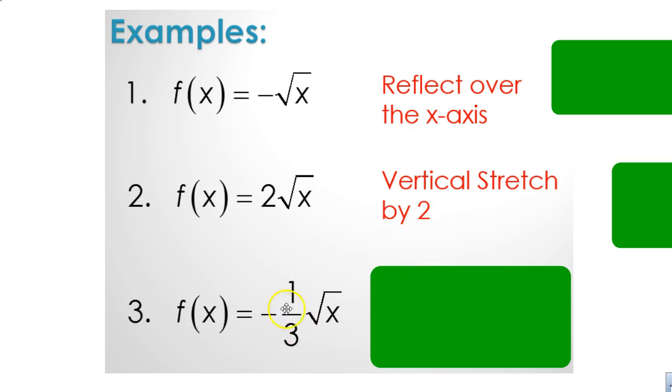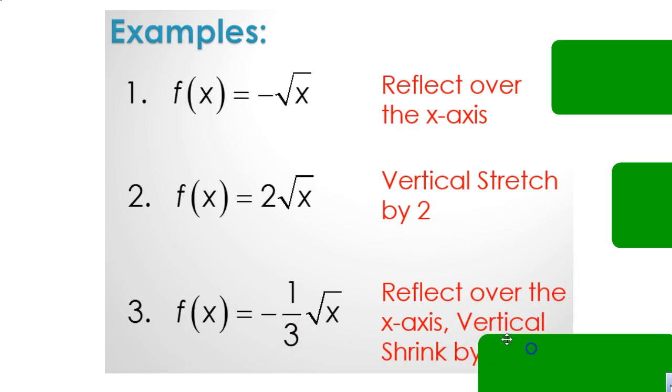We have a number in front now in question 3, and a negative. The negative is a reflection. The fraction 1/3 is between 0 and 1, so that is going to be a vertical shrink by a factor of 1/3. Both a reflection over the x-axis and a vertical shrink by 1/3.